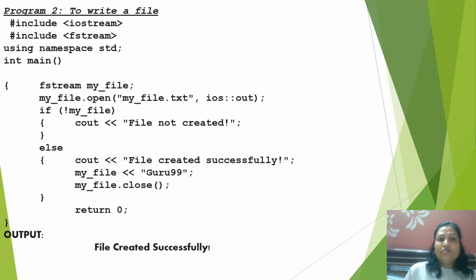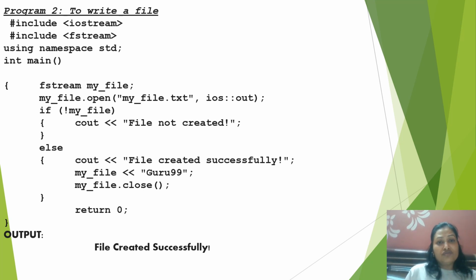In the next program, that is program 2, we are going to write some text to a file. So again int main, then the fstream class, and the object is my_file. Then along with the object, I'm using the function open again, because I want to open a file and write something to it. Now the file name is myfile.txt, that is the name of my file, comma, the mode is out because I want to write something.